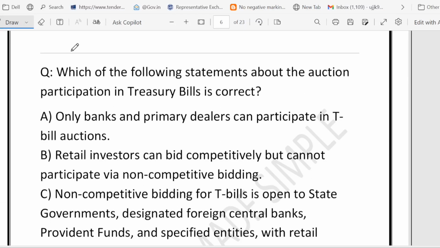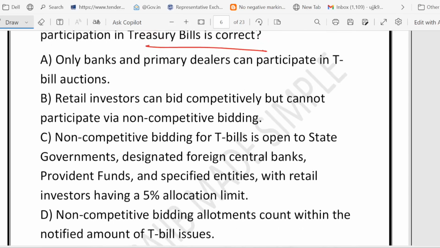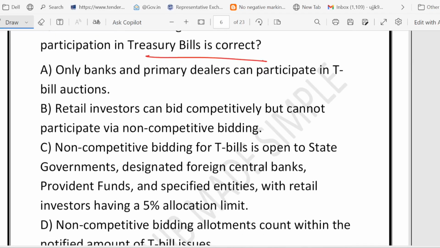Question number 2. Again, there was a case study which was asked based on the treasury bill, and that is what I am presenting before you. The question they ask you: which of the following statements about the auction participation in treasury bill is correct? Option A, only bank and primary dealer can participate in T-bill auction. Option B, retail investor can bid competitively but cannot participate via non-competitive bidding. Option C, non-competitive bidding for treasury bill is open to state government, designated foreign central bank, provident fund, a special entity. And option D, non-competitive bidding allotment counts within the notified amount of the T-bill issue. So tell me which one is correct.